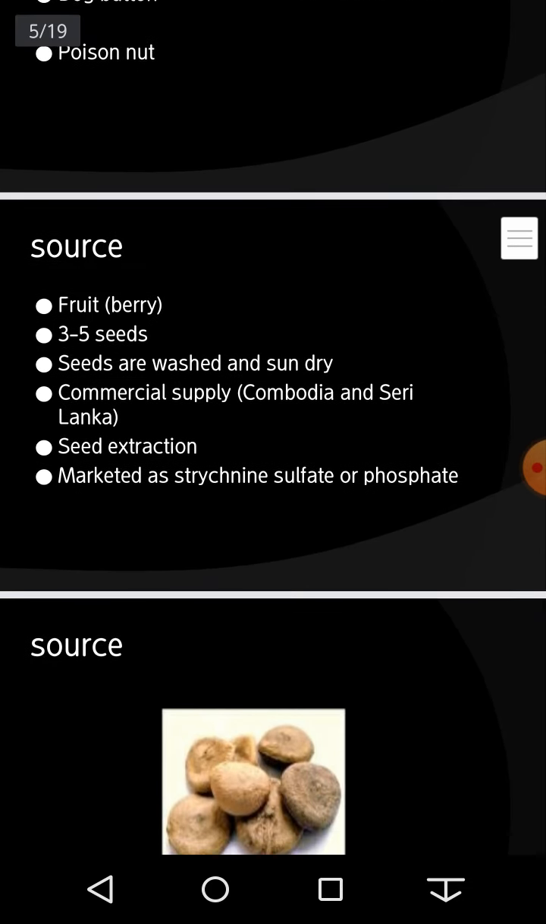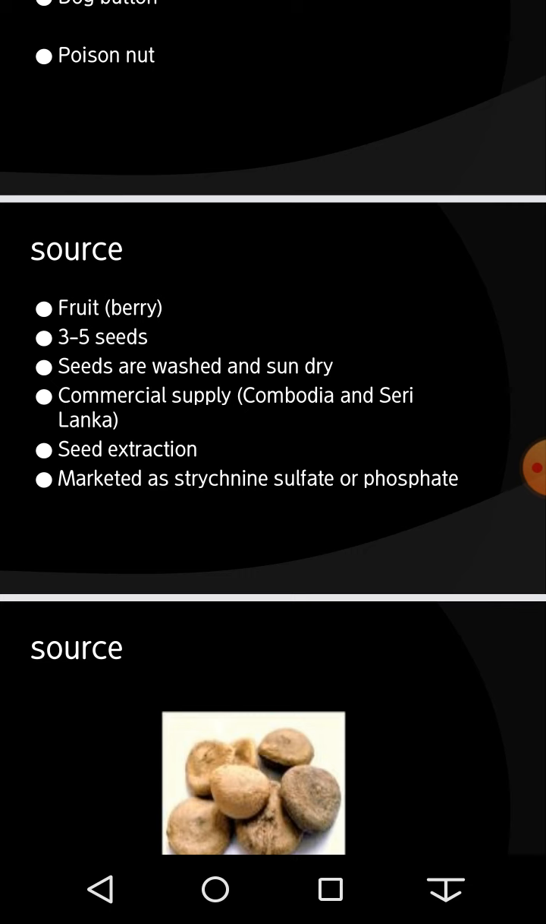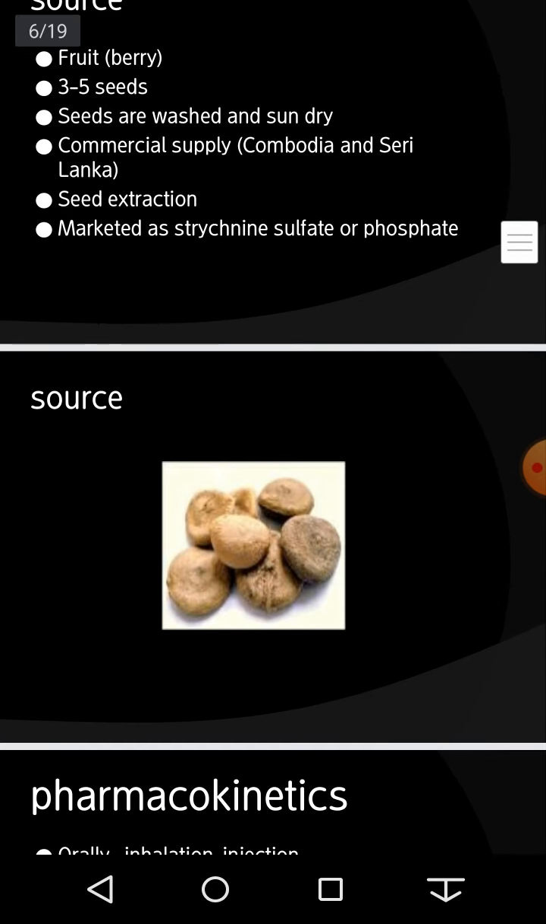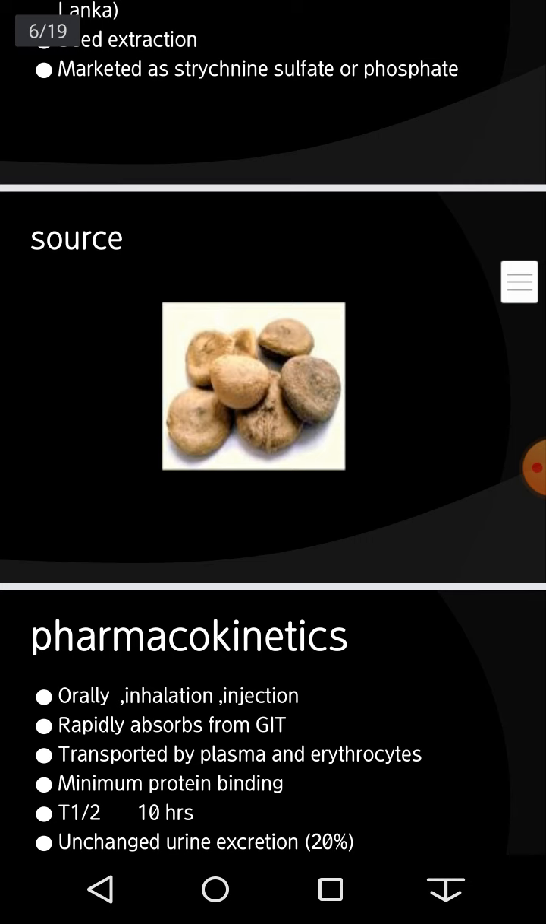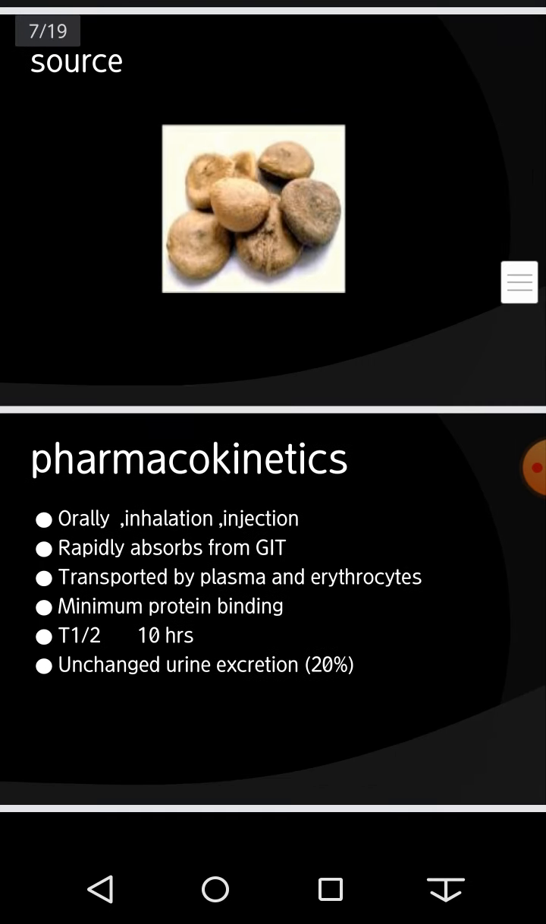Now source. The source of nux vomica seeds is a berry-shaped fruit. The fruit has 3 to 5 seeds. Seeds are washed and sun dried. Commercial supply is from Cambodia and Sri Lanka. Seed extraction occurs basically in industry. Now strychnine is marketed as strychnine sulfate or phosphate. That's the nux vomica seeds.